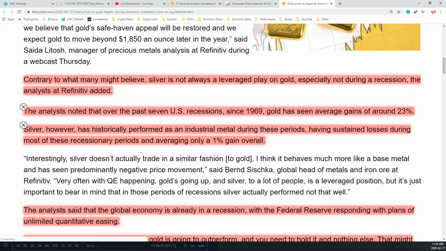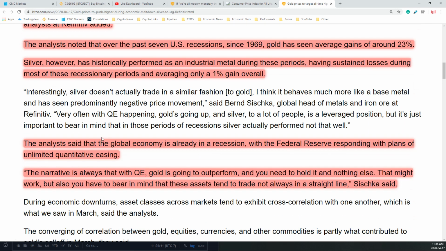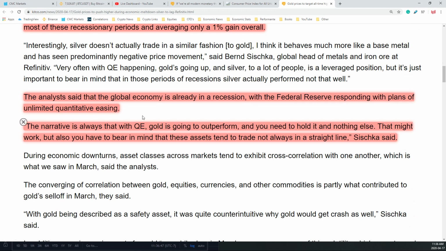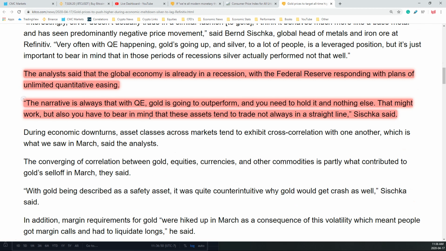That's pretty surprising. The analyst said that the global economy is already in a recession. I completely agree, with the Federal Reserve responding with plans of unlimited quantitative easing. The narrative is always that with QE, gold is going to outperform, and you need to hold it and nothing else. I don't really agree with that, but let's go on. That might work, but also you have to bear in mind that these assets tend to trade not always in a straight line. I do not agree with everything he says, but he does make valid points.